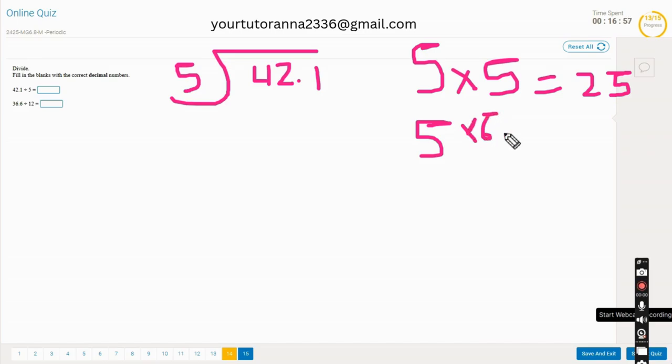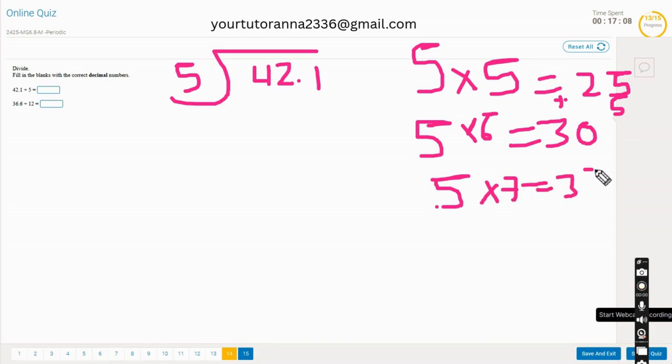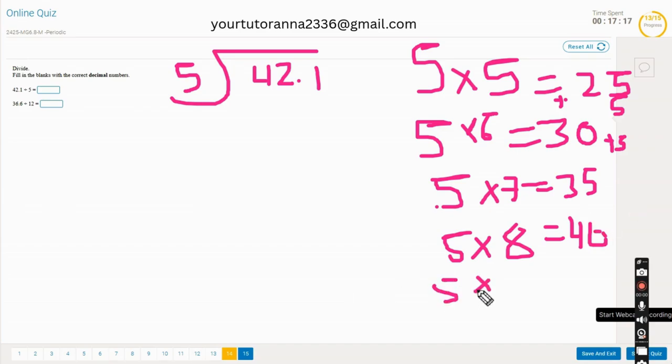So 5 times 6 is 30. I know some students struggle with multiplication, so you can keep adding 5. Then 5 times 7 is 35, adding 5 again. 5 times 8 is 40, and I know that 5 times 9 is 45. So what number is going to be smaller? 5 times 8. You put your 8 up and 40 at the bottom and you subtract. What do you get? 2.